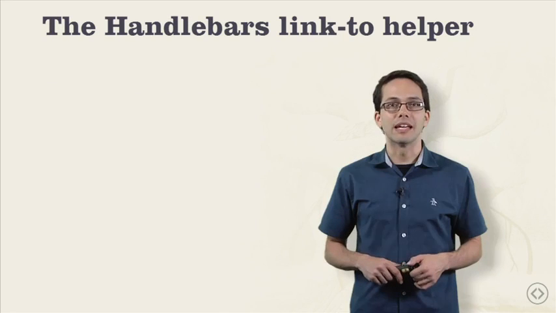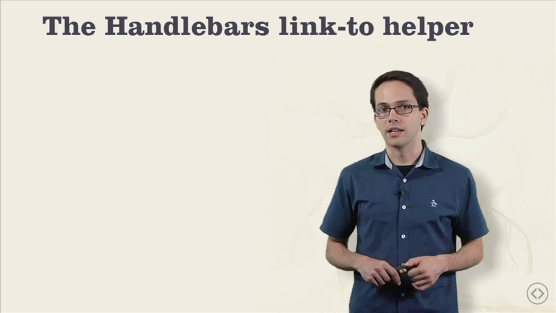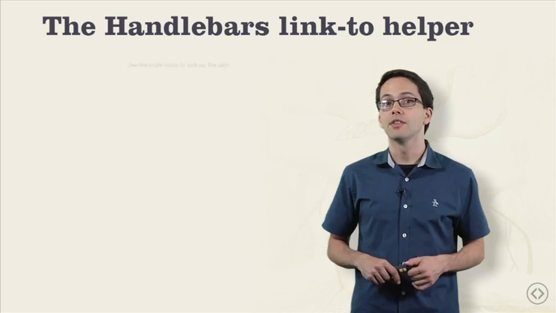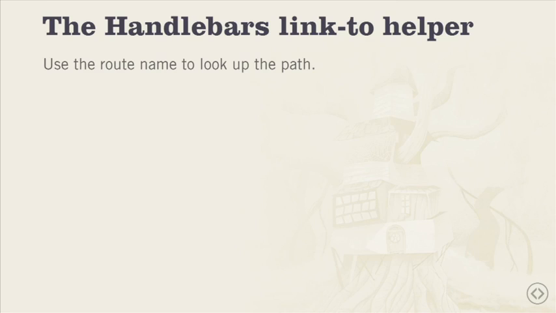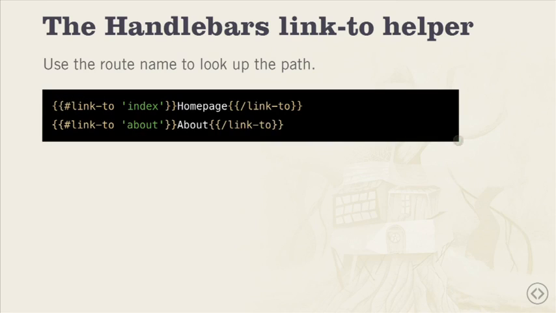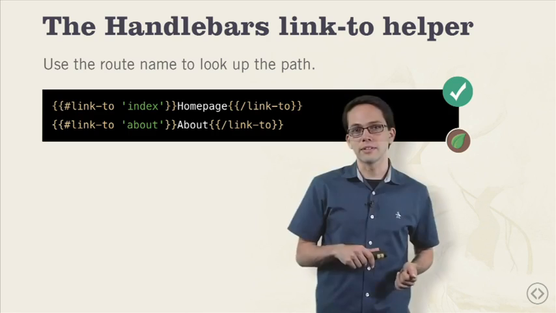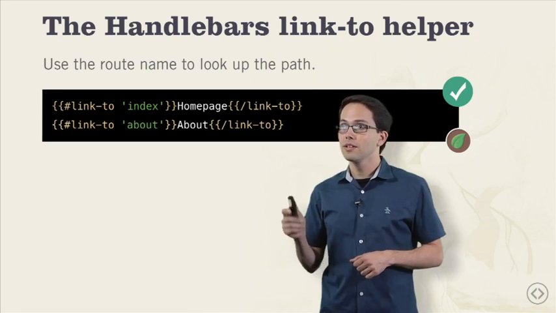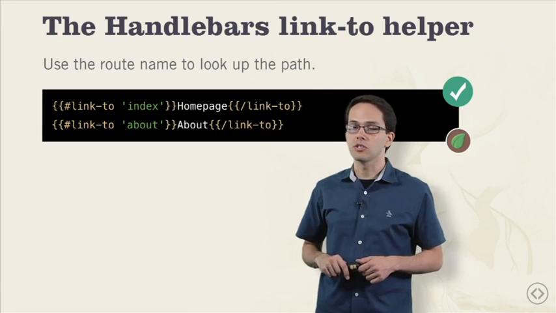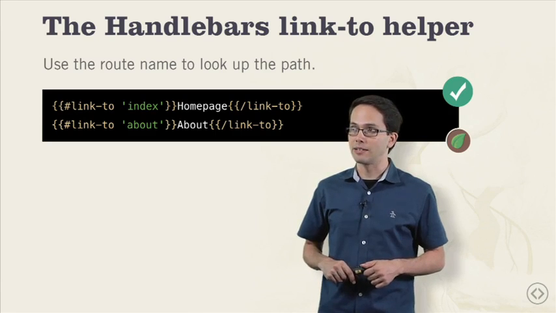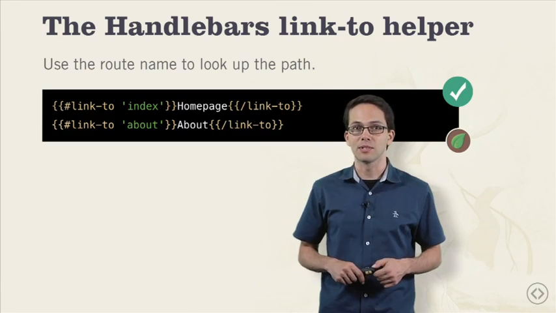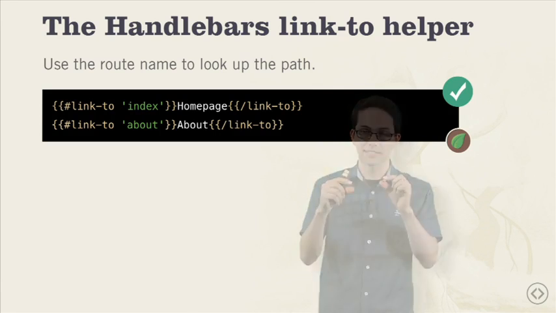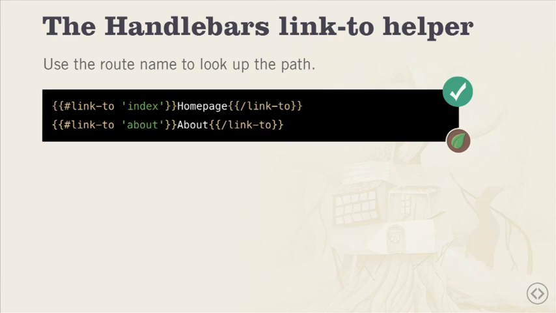To do this, we use a handlebars link-to helper and send in the route name we want to link to. We use the Ember link-to helper inside of our template. It allows us to use the route name to look up the path. So here you can see we call link-to, send in the route name. It could be index, could be about. We then have some text, which is the actual link text. And then we have to close our link-to.